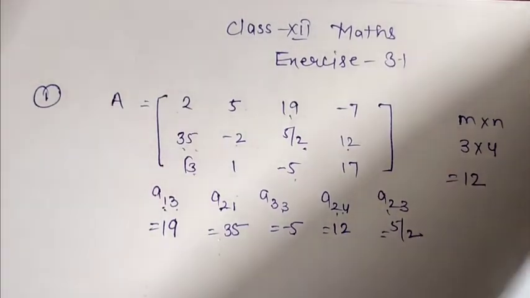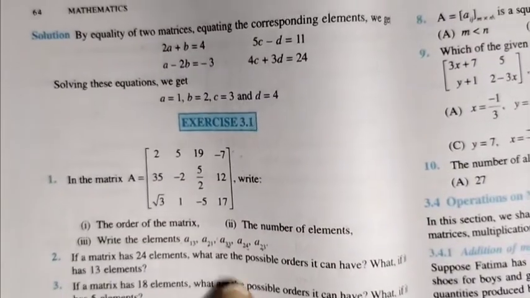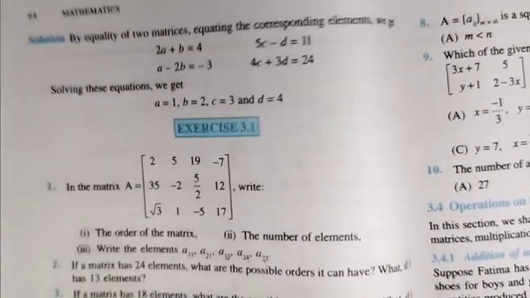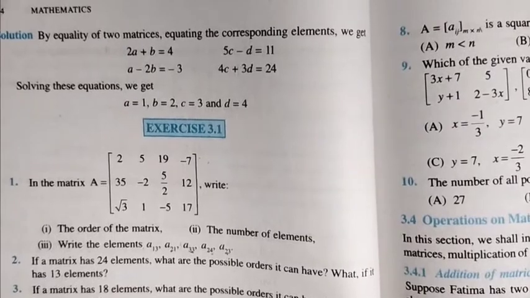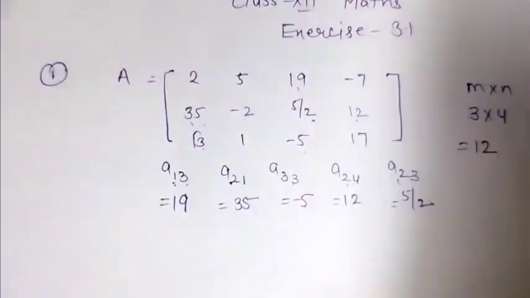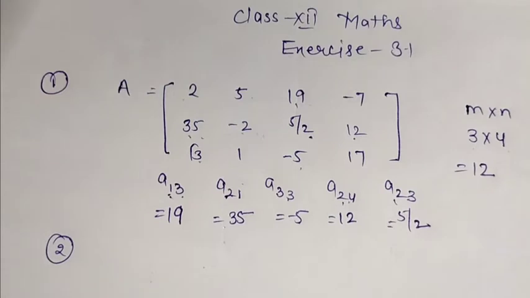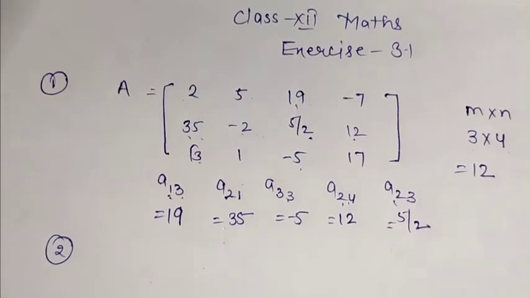Now we have the second question. The second question is: if a matrix has 24 elements, what are the possible orders it can have? What if it has 13 elements? So the question is that we are given a matrix with 24 elements, and we have to find out the possible orders.